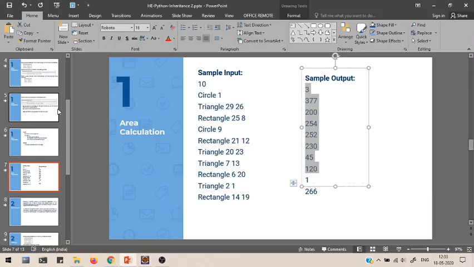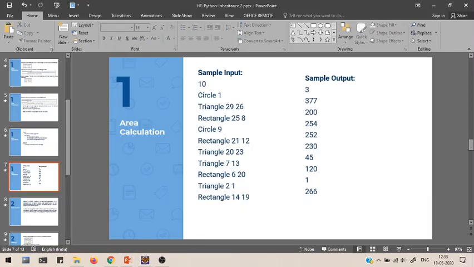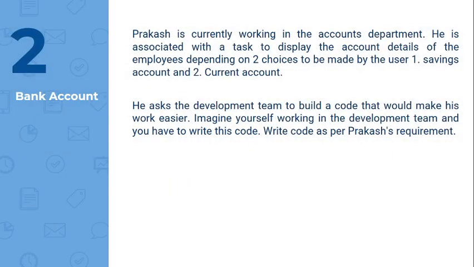Now let us take a look at the second question. The second question is about bank account. Prakash is currently working in the accounts department. He is associated with the task to display the account details of the employees depending on two choices to be made by the user: savings, which is choice number 1, and choice number 2, current account. He asked the development team to build a code that would make his work easier. Imagine yourself working in the development team and you have to write this code. Write code as per Prakash's requirement.